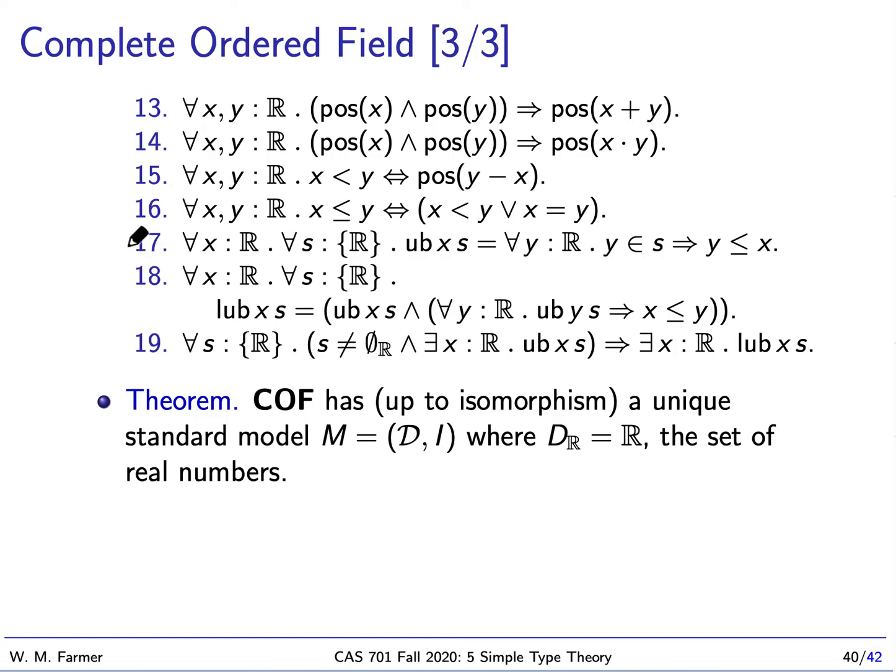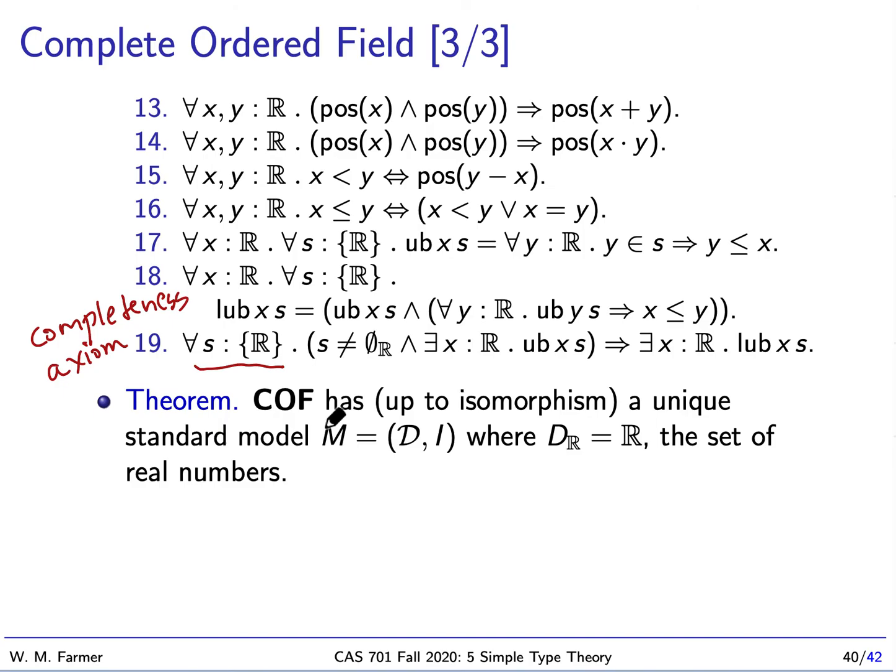And then 17 and 18 define what the upper bound and least upper bound are. And finally, 19 says, for all sets of real numbers, if S is not the empty set and S has an upper bound, then S has a least upper bound. And this axiom is called the completeness axiom. And we cannot express this in first-order logic because we're quantifying here over sets of real numbers.